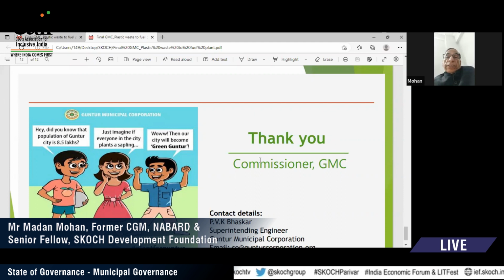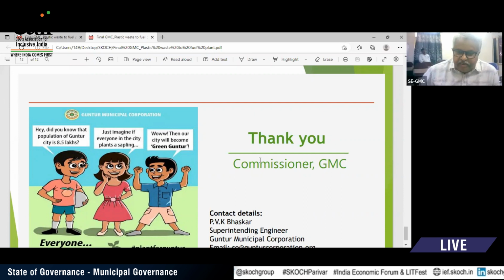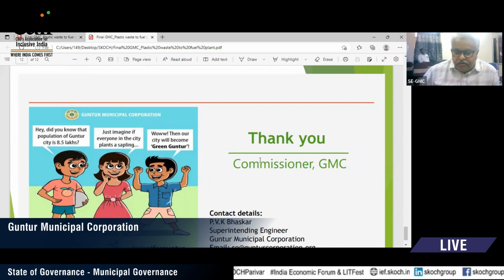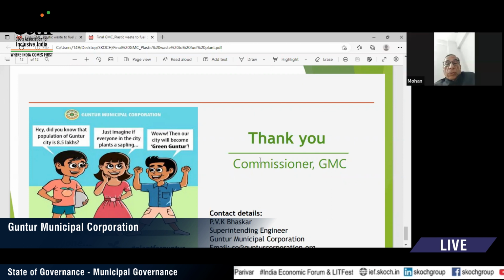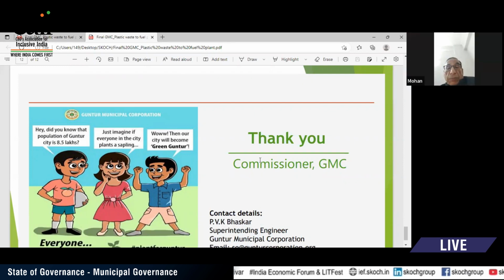Okay, but you think it can be done on a pan-India basis also, this technology? It can be done, sir. It can be scaled up, sir. Sir, we are further planning to establish 5 to 10 tons by tying up with the AP Pollution Control Board and other industries located in and around the Guntur Municipal Corporation. Good, good. Thank you very much, Mr. Bhaskar. Thank you.